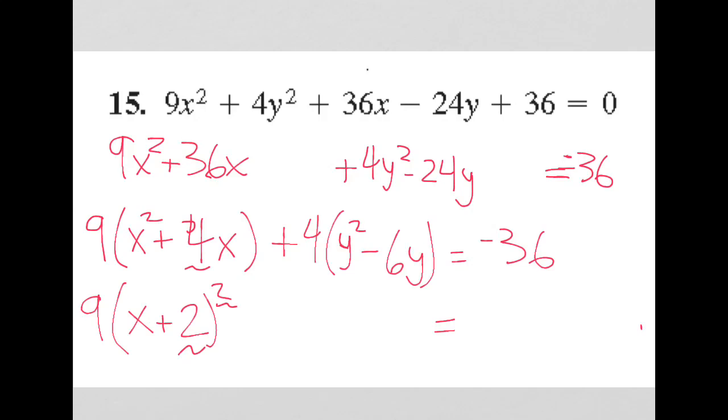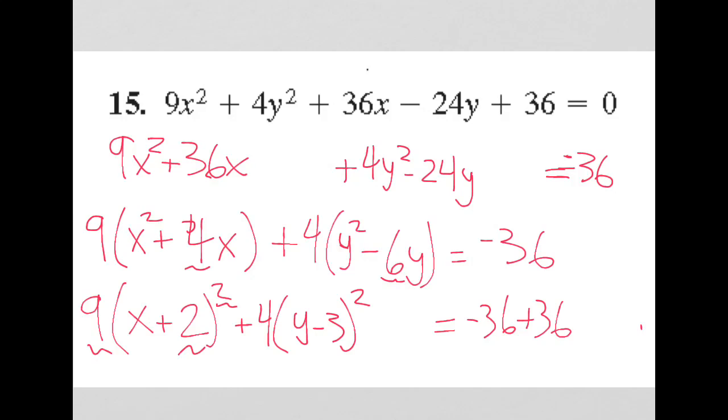So I added 2 squared, which is 4, but I multiplied it by 9. So I added 4 times 9 is 36. So I need to add 36 to the other side as well. And now we're going to do the same thing with our y term. So I have my 4, y squared minus 6y in parentheses. So again, look at half of that term right there, and we'll get y minus 3 quantity squared.